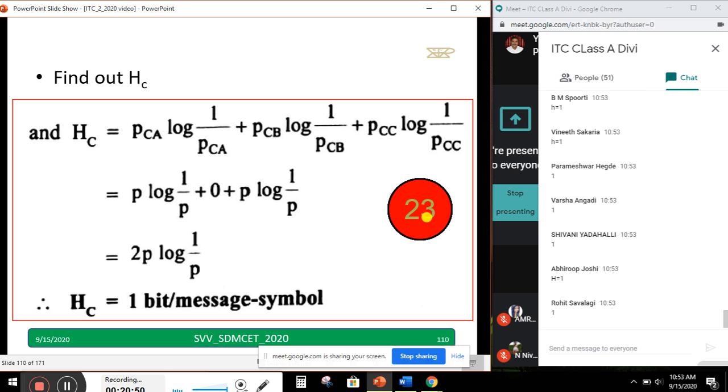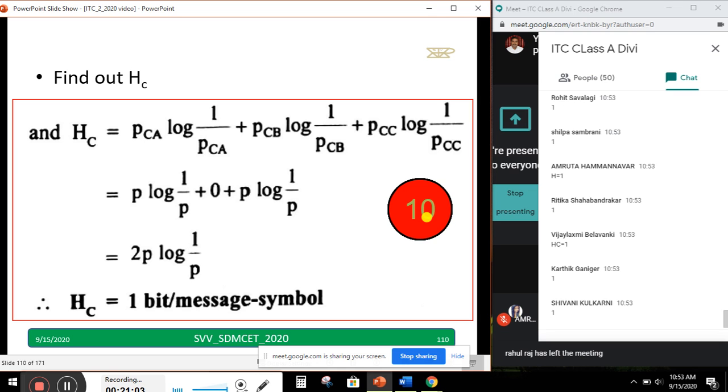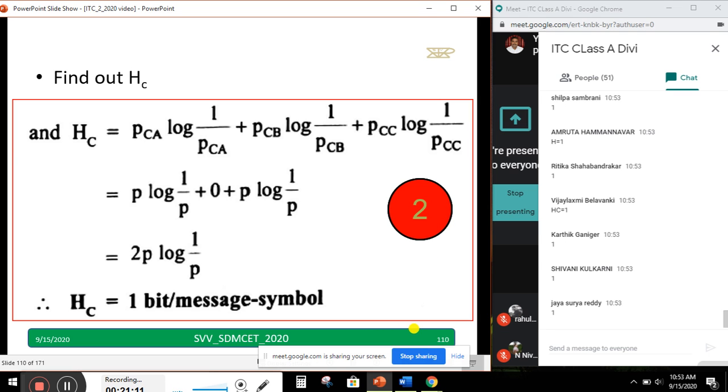Majority are telling 1, but few students told other than 1 answer. Just cross verifying. Karthik Gangir 1. Amrita, Shilpa, Shivani 1. Majority are telling 1 only answer. Beginning 2 students wrote something different. Jayasurya Reddy 1. Nayak Lohit is getting 1.5. Please check it. Okay, I'll show you the answer.